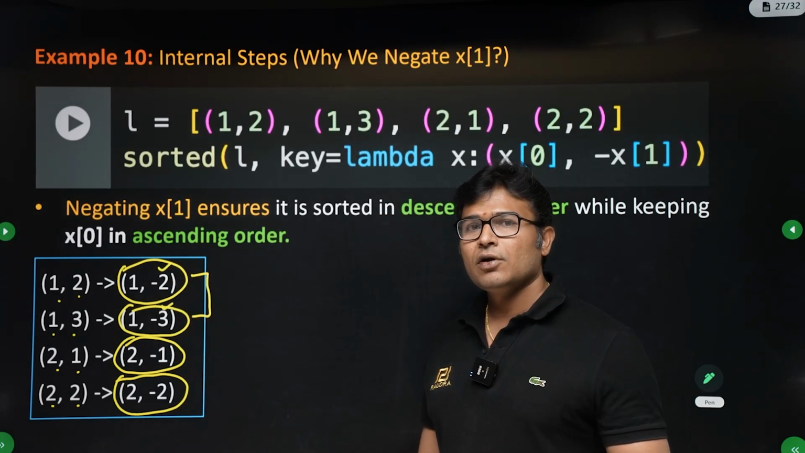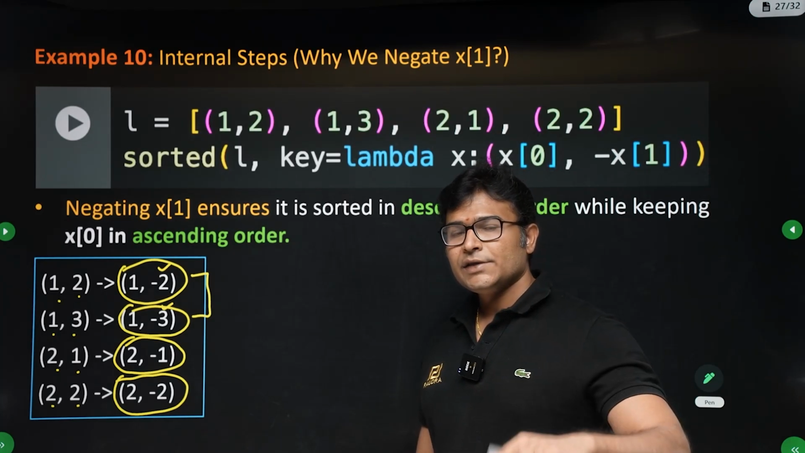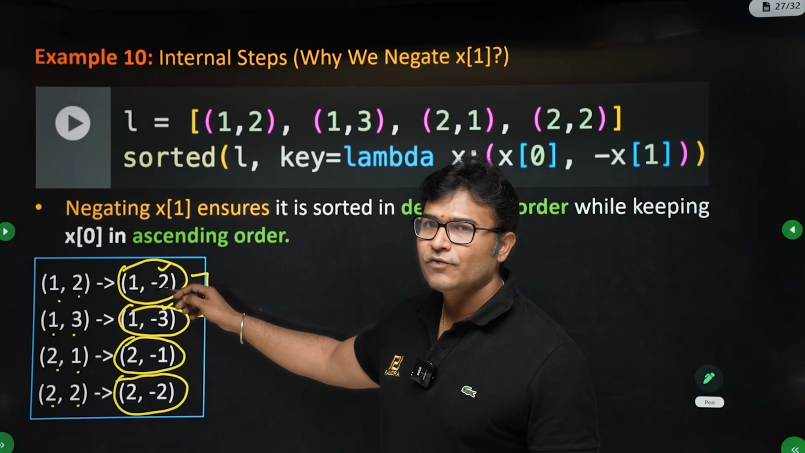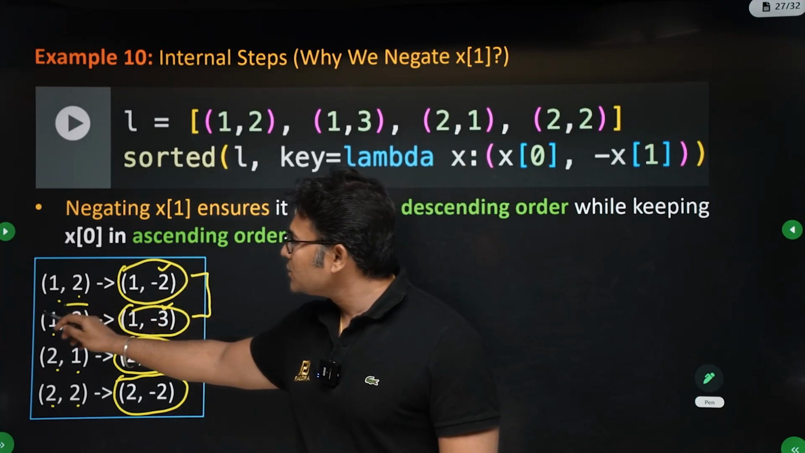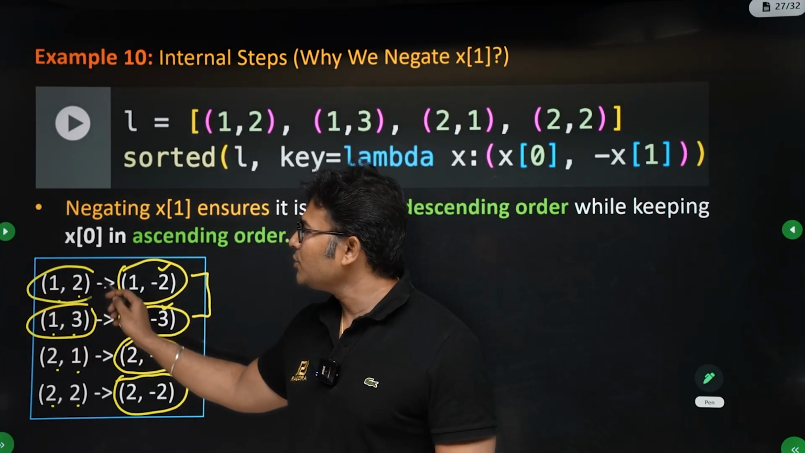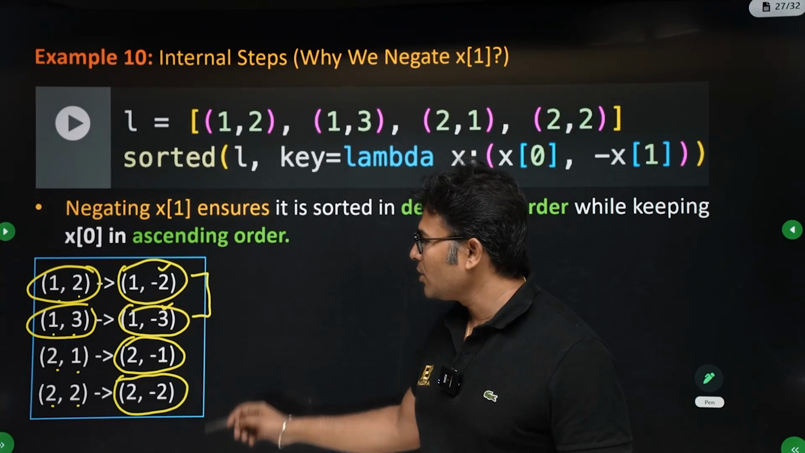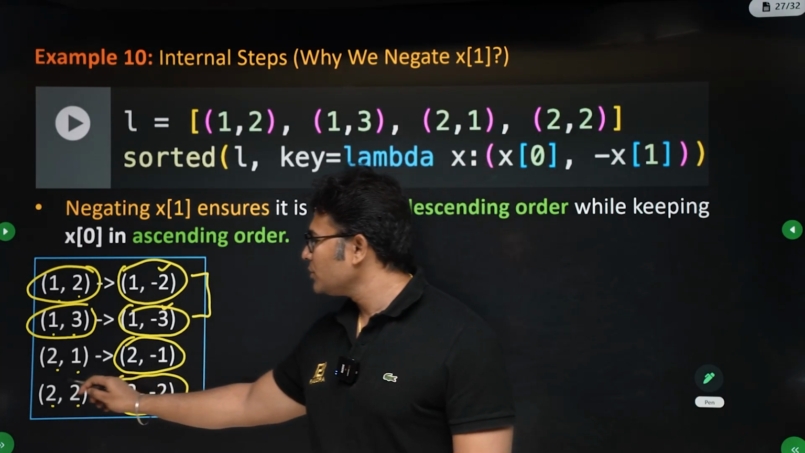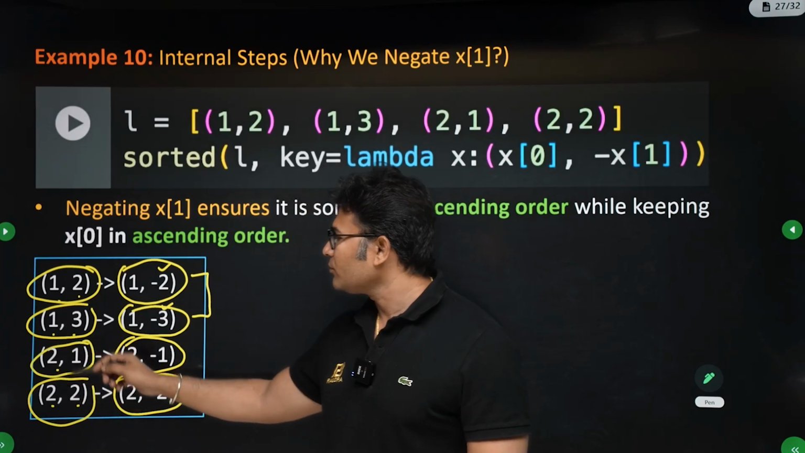Now what is the ascending order of minus 2 and minus 3? Minus 3 is smaller than minus 2. Therefore, minus 3 has to come first, then minus 2. Which means this value has to come first, then this value. Here also, minus 2 is lesser than minus 1. Therefore, this one will come first, then this one. Right?